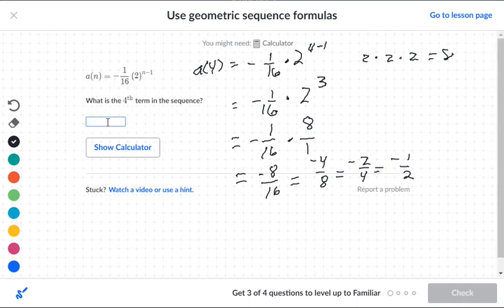Because what we did was, wherever there was an n, we replaced it with a 4, subtracted by 1, made it a 3. The three 2's become an 8. Keep this as a fraction, make this a fraction over 1. Multiply your top numbers to get negative 8, the bottom numbers to get 16. I just keep dividing by 2 and eventually reduce it down to negative 1/2. So I'm going to say negative 1/2.